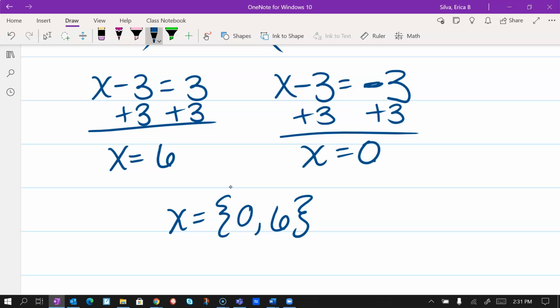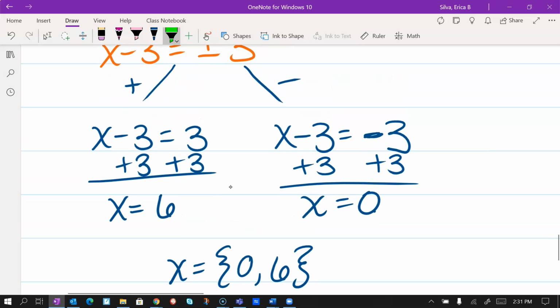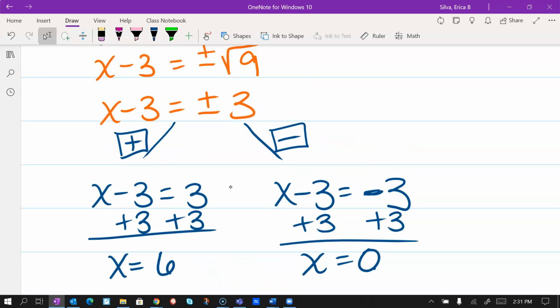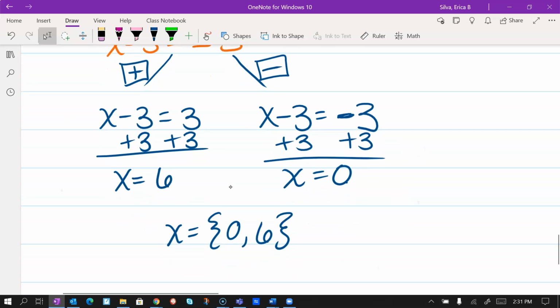Mm-hmm. Yes. So this is a negative and this is the positive. Because remember, we have two answers, the positive 3 and the negative 3. So that's why we have to create two equations. We need to solve it when the equation equals positive 3, and then when the equation equals negative 3. And that's how we get our two solutions.